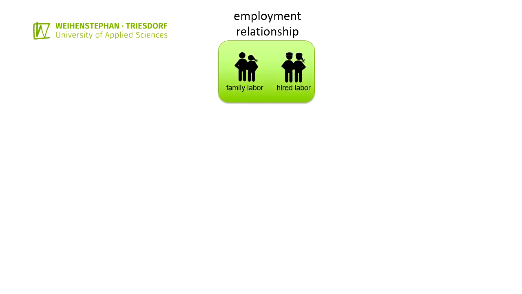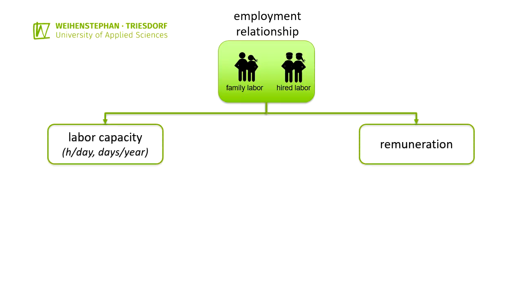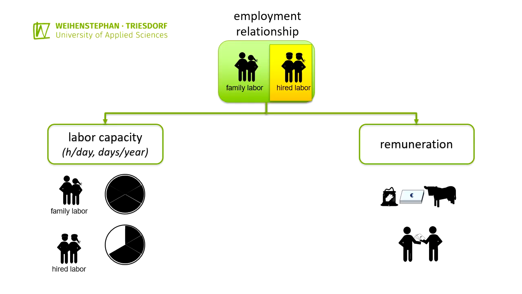Differences in the employment relationship determine the extent of the expected work performance and the manner in which remuneration is provided. Family workers can be expected to accept more flexible and longer working hours. External workers only provide contractual services. The remuneration of family labor is based on the overall economic success of the farming system. Hired workers receive an agreed-upon salary that is usually independent of the economic success of the farming system.